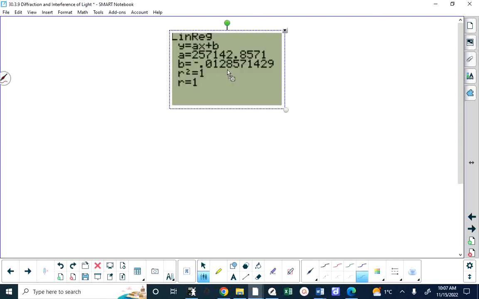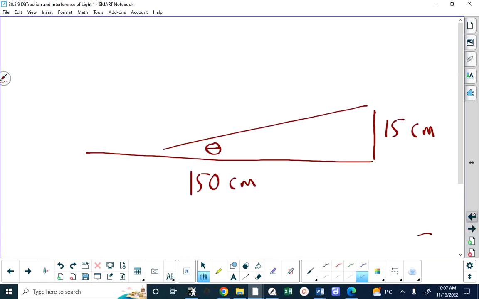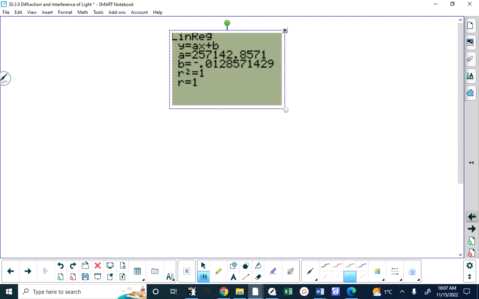So for number 3, what is the slope? For number 3, it's 2.6 times 10 to the 5. And by the way, there would be no units on that slope because the rise was measured in meters and the run is measured in meters. So when you divide meters by meters, you just get the number. You don't get units.